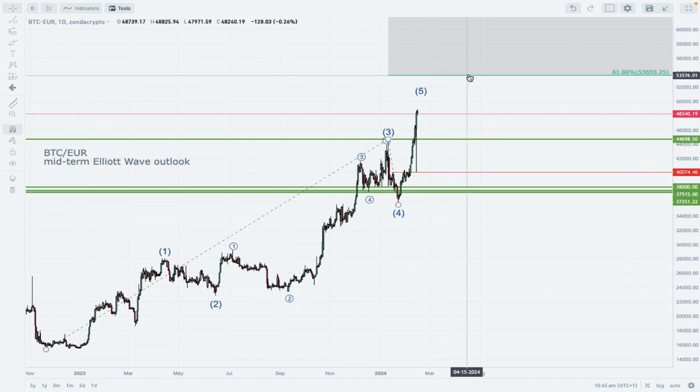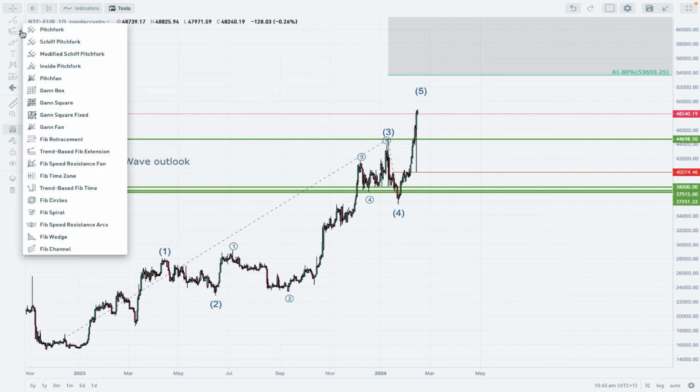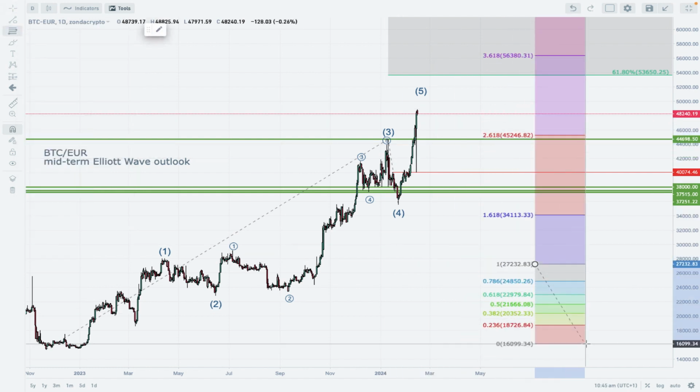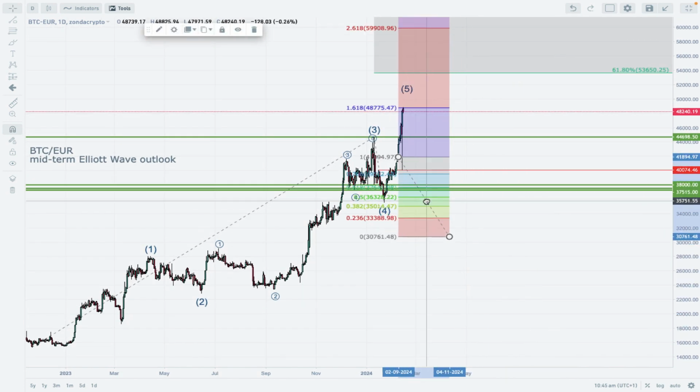Now that's just the one measurement. Let's find out what is going on when we add some kind of Fibonacci clusters, because these levels are just single levels, single projections. Let's do something different then. The other one will be the external projection of the wave 4. So let's just move this one here.